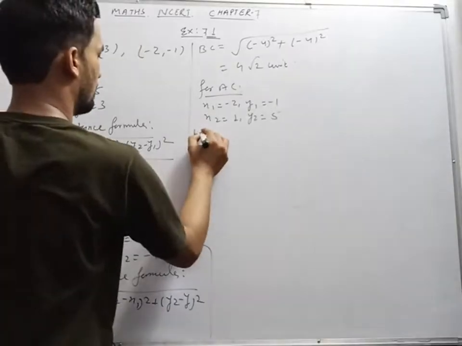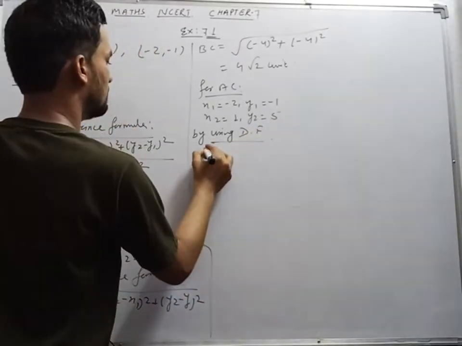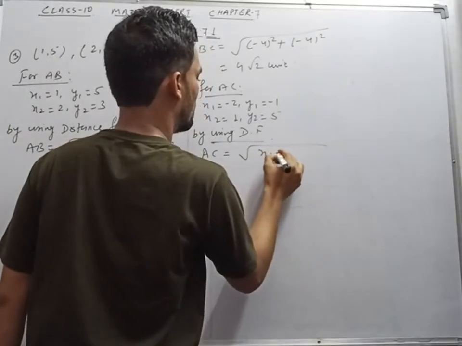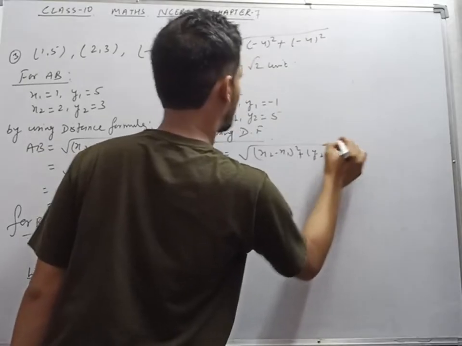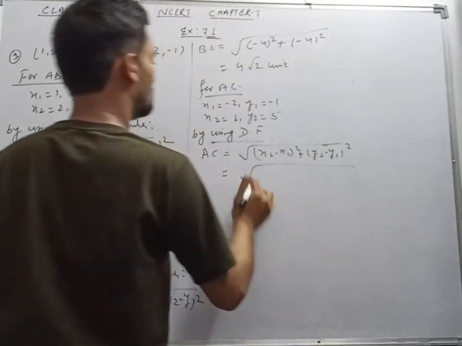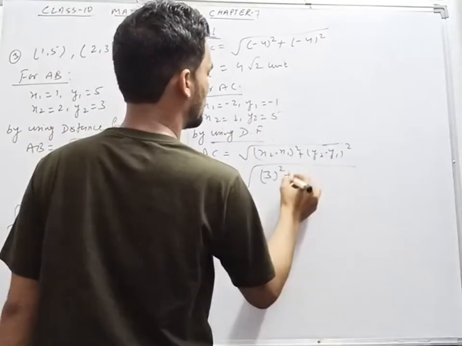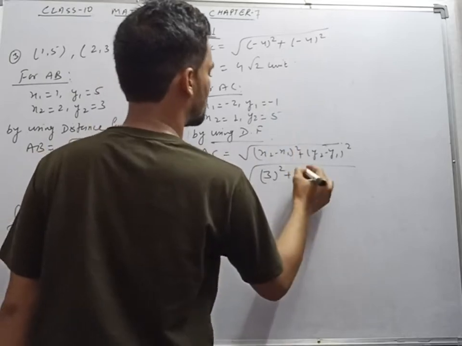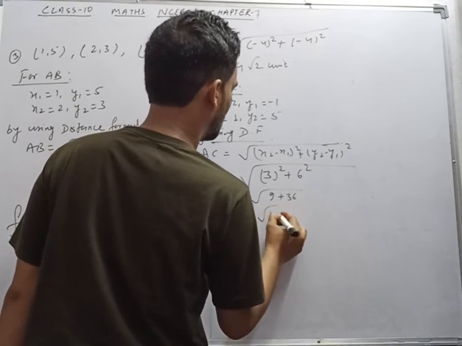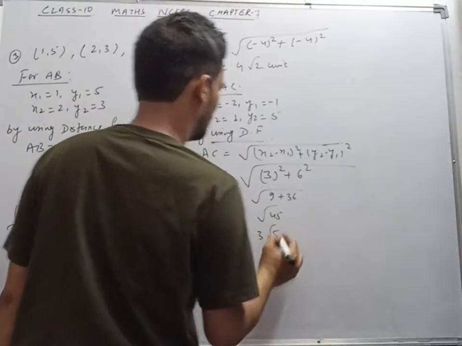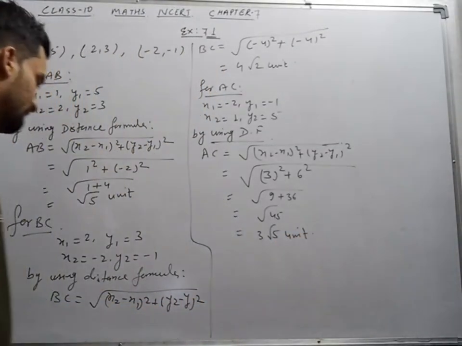So again by using the distance formula, in short I am writing, AC is equal to root over (x2 minus x1) whole square plus (y2 minus y1) whole square. This will be x2, 1 minus, minus 2, plus 2 means 3 square, plus y2, 5 minus minus 1, plus 6 square. This will be 9 plus 36, root over 45. 45 can be written as 3 root 5 unit. This is also unit.